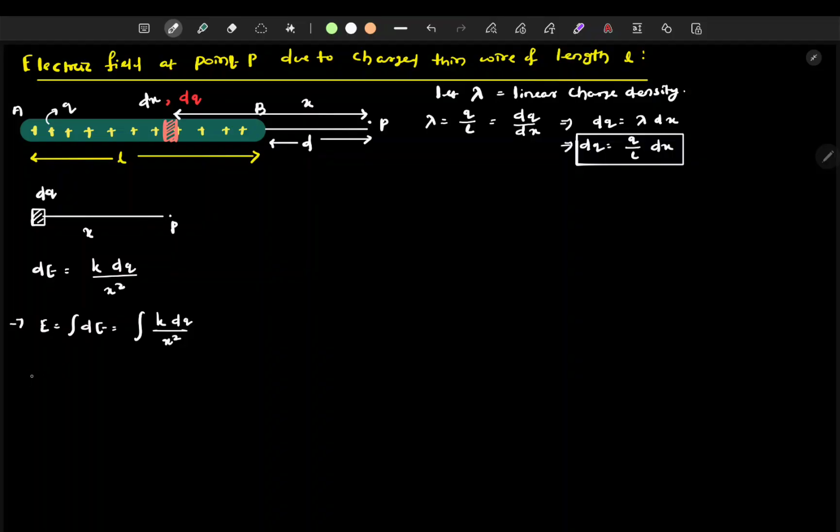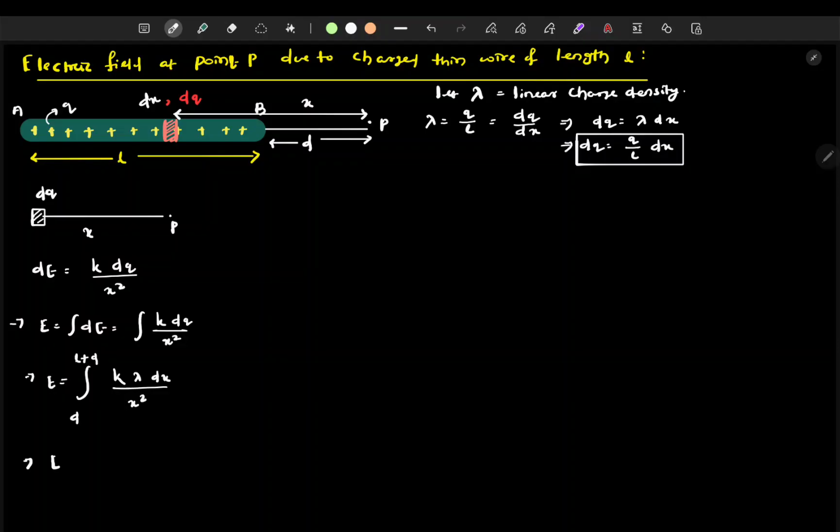So E is equal to integration of k lambda dx divided by x square. And what is the range of x? x varies from one end to another end. When you consider the small strip at end B, the distance is d. When you consider the small strip at end A, the distance will be L plus d from P. So the limit is d to L plus d.